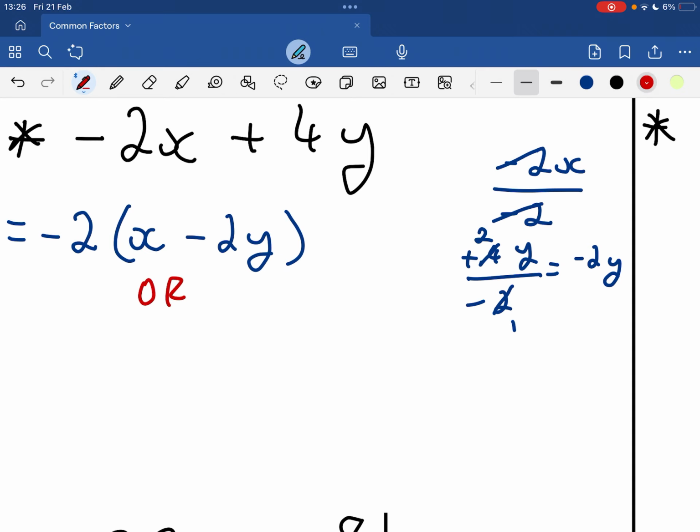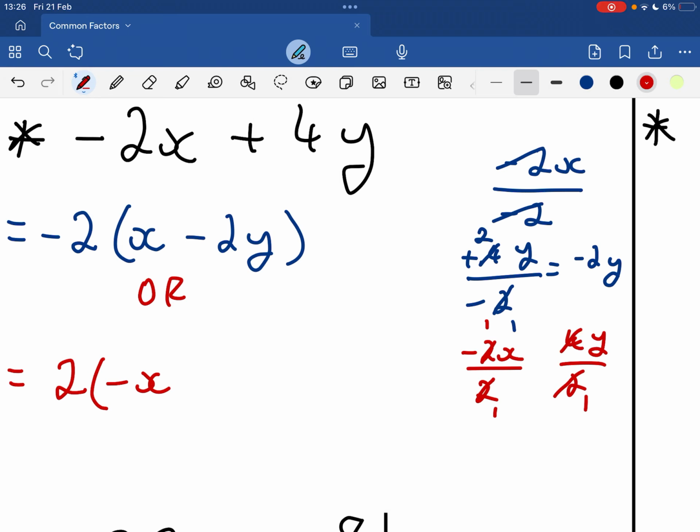An alternative solution is someone could have said, well, I want to take positive 2 as a common factor. That's fine. The first term, negative 2x, if you divide it by positive 2, 2 goes into 2 once, so you're actually left here with negative x. Okay? Then the second term, 4y, if you divide by positive 2, 2 goes into 4 twice. So you have positive 2y. Both of these answers are actually correct. But as you can see, you have to be very careful with your signs.